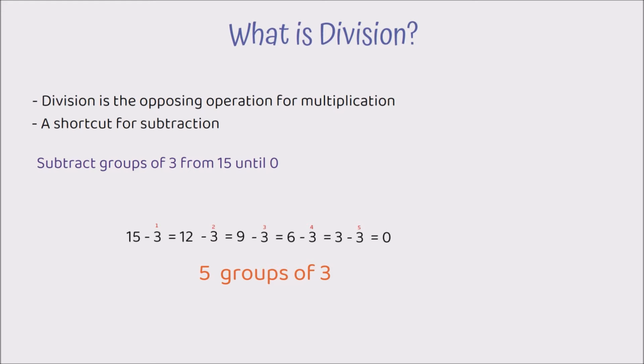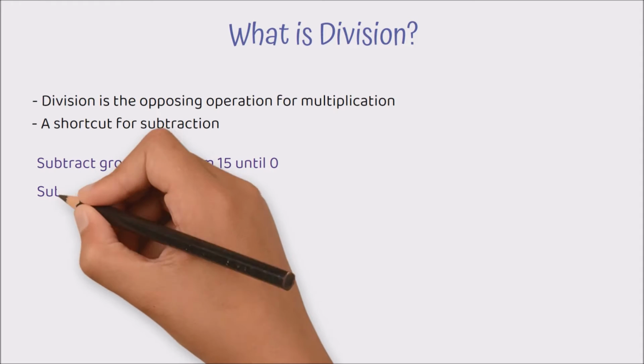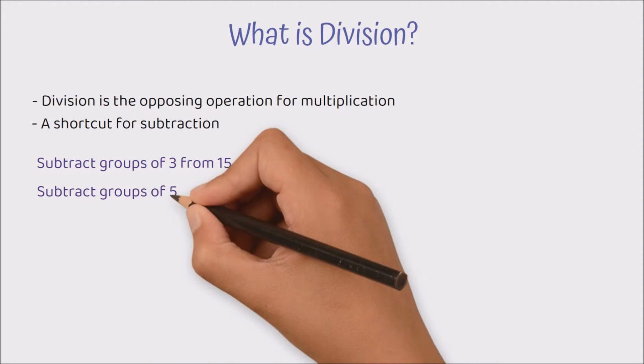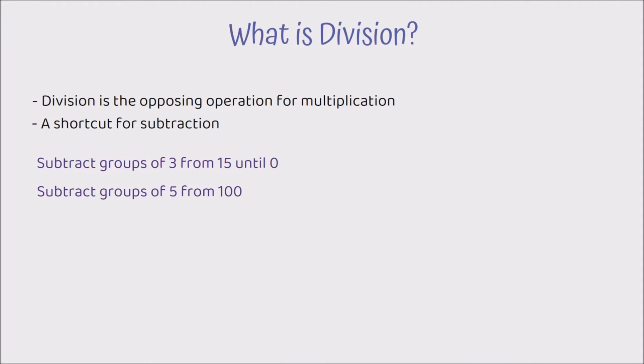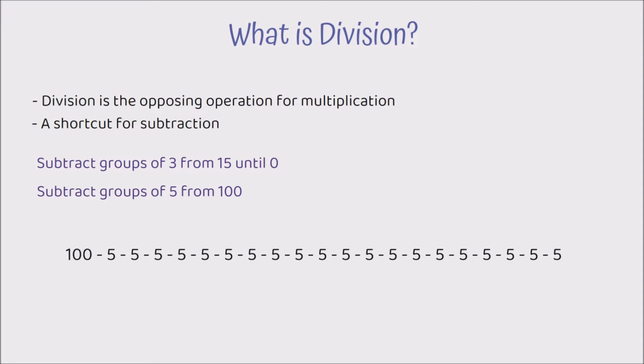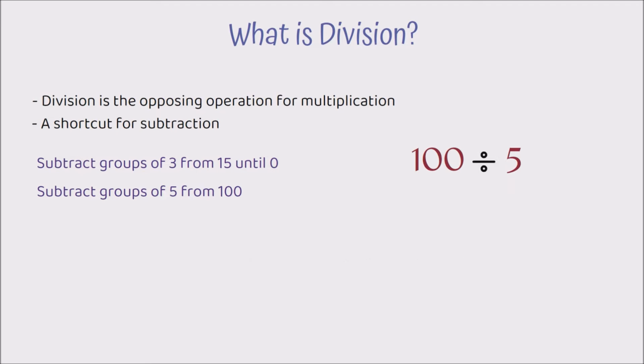Now, if we had bigger numbers, say starting with 100, how many groups of 5 do we have to subtract until we get to 0? That would take us a long time, right? So instead, we can think of separating 100 into groups of 5, and we write it as, this reads 100 divided by 5, and can mean a number of things.